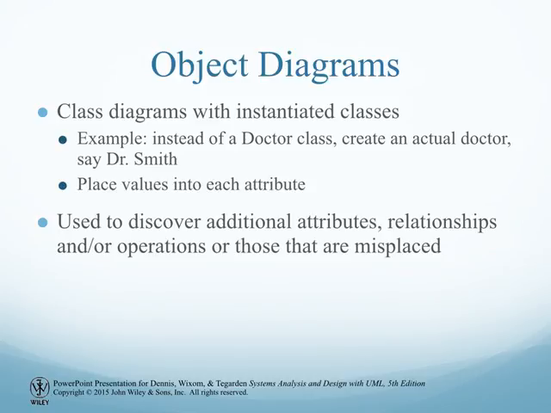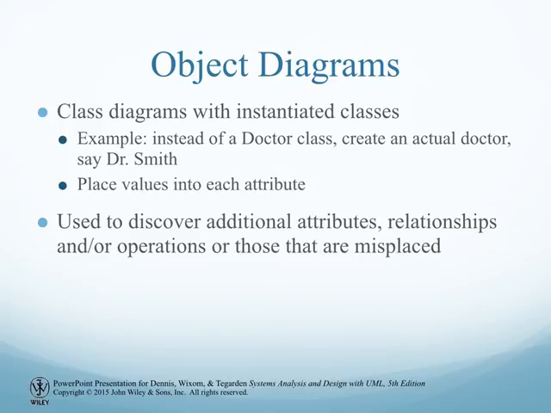So the second type of the static structure diagrams that we've been showing, the first one being the class diagram, the second type is the object diagrams. Now, these, instead of saying there's a doctor class and then they interact, this is the actual class itself. We're actually going to instantiate a class and look at what it can do. We put values inside the attributes. We're actually, on paper, instantiating some of these classes.